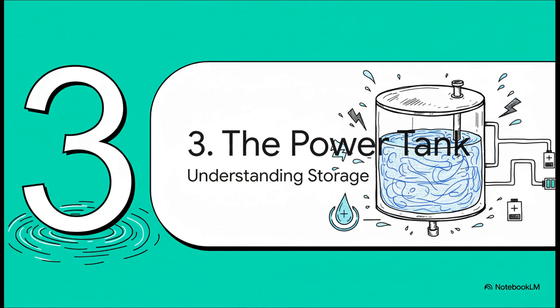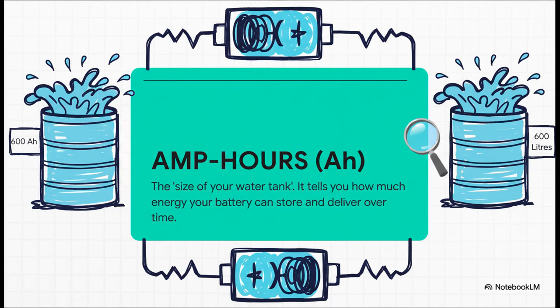Okay, so we get how the power flows, but where does it come from in the first place? Well, every system needs a place to store its energy, and that brings us to the battery. Or, for our analogy, let's call it the power tank. This brings in a new term, amp hours, or AH. And it's super simple. This is just the size of your water tank. That's it. It tells you the total capacity, how much energy, or water, your battery can hold. So a 600 amp hour battery is literally like having a 600-gallon water tank ready to go.